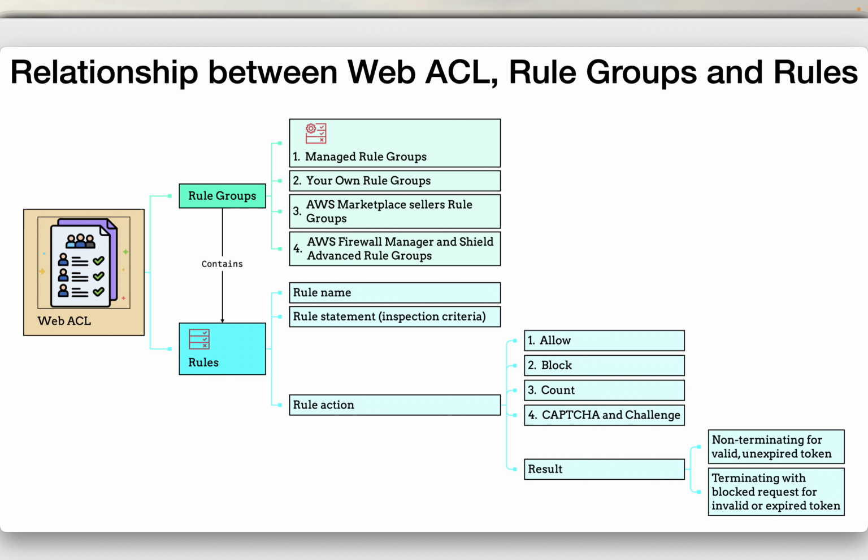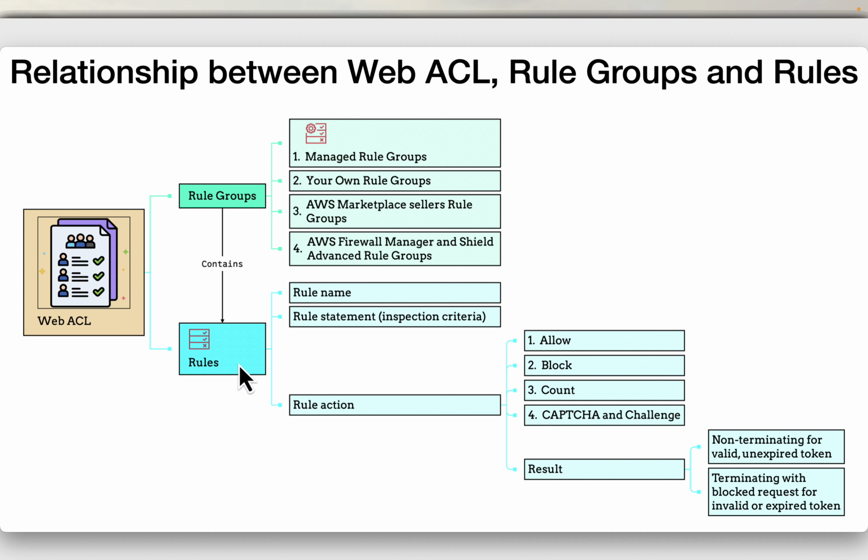So just to summarize, at the highest level we have something called as web ACL, and web ACL contains either rule groups or rules. So it can have either rule groups or rules, but rule groups contain rules. So it always contains a set of rules. And what we have seen is rule groups are 4 types: managed rule groups, your own custom rule groups, AWS Marketplace Sellers rule groups, and AWS Firewall Manager and AWS Shield Advanced rule groups. So these are the 4 types of rule groups, and rule groups again contain rules.